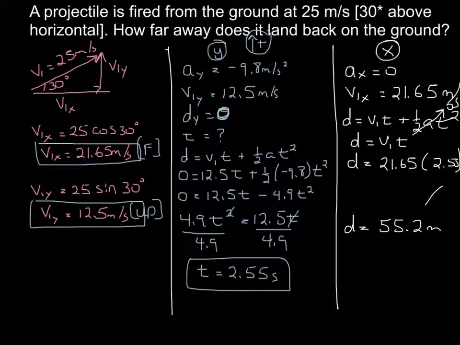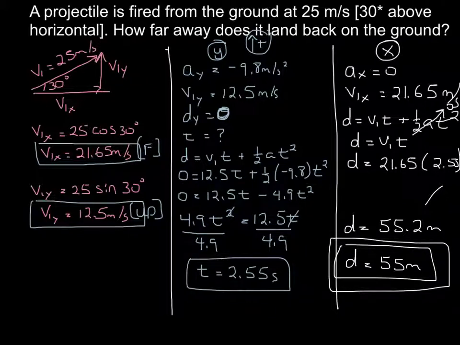We want to round that for significant digits. We kind of have 2 sig digs in the question, so I'm going to stick with 2 sig digs in my answer. And there is kind of the final answer. The question originally was, how far away does it land back on the ground? Here's the answer. It lands 55 meters away on the ground.